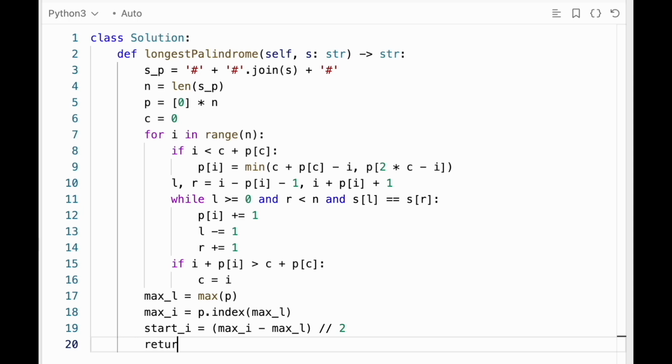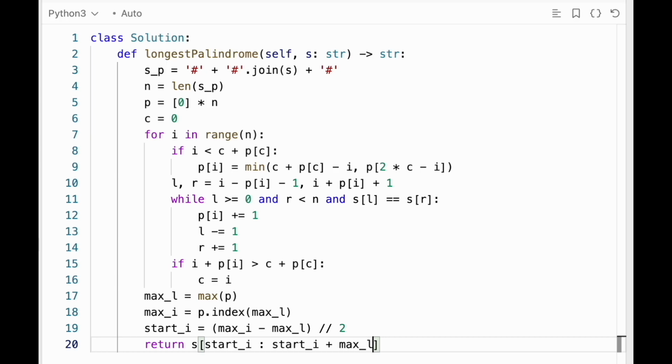So we just return s of start I all the way from start I plus the length, which is max L. We don't need to divide by 2 here because max L is the length of the left half and the right half in s prime, which is twice the length. The same value for s would be the length of the total palindrome, not just the left half or the right half. So that's our algorithm.